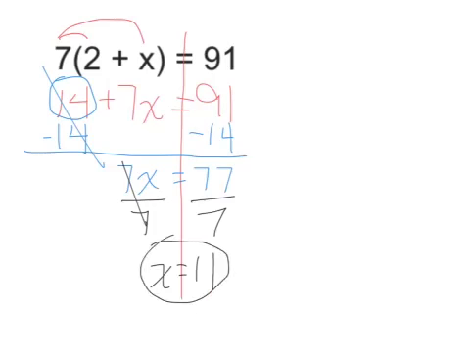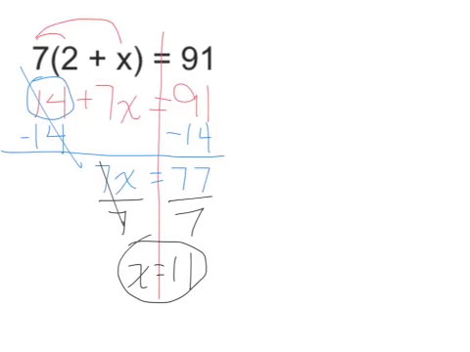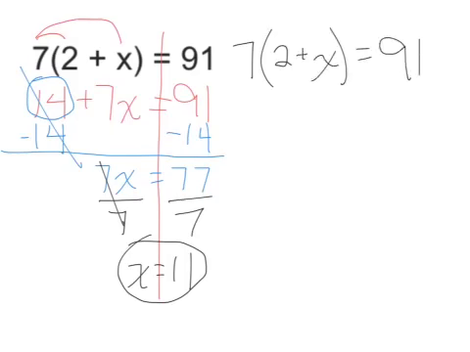And then we are going to go over here on the side and check our work. I'm going to rewrite the equation. 7, and then we have 2 plus x equals 91. And I'm going to rewrite it so that our 11 is in place of that x. So we have 7, and then 2 plus 11. See if that equals 91.